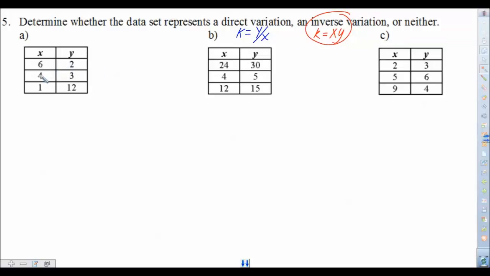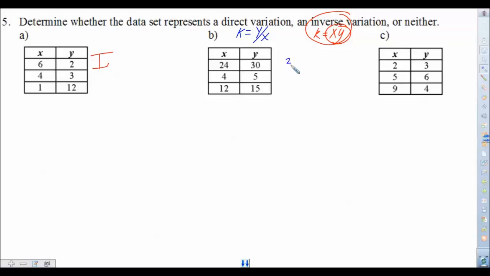Look at that, 6 times 2, 4 times 3, 1 times 12. Do you notice we're going to get 12 every single time? So since we got 12 every single time when we multiply them together, done. This was inverse variation. We look at this one, multiply, multiply, multiply. You multiply all these numbers together, you're definitely not going to get the same amount. So we can definitely rule out the fact that this has a chance of being inverse variation. It has no chance. So now we take the y and we divide it by the x.